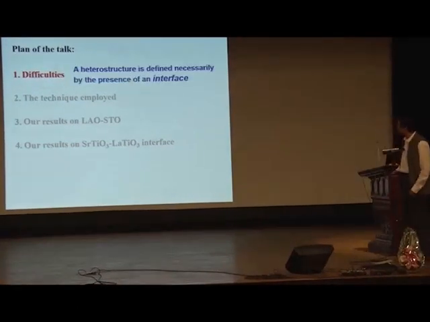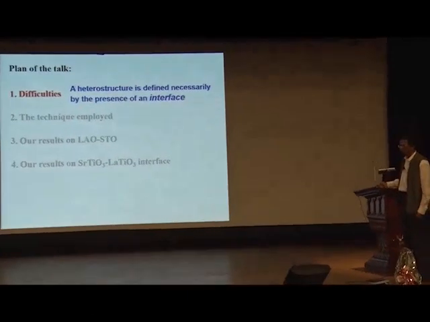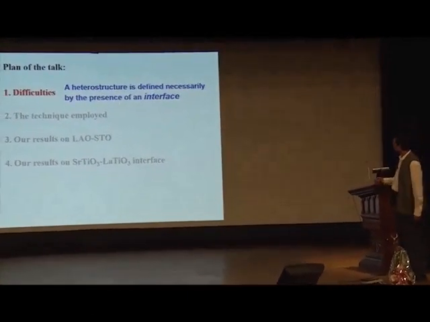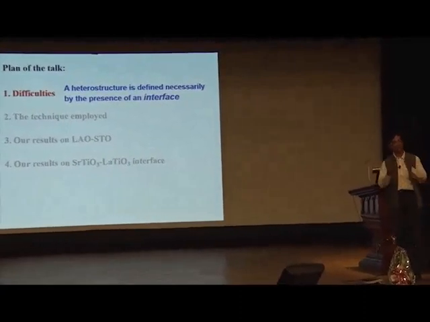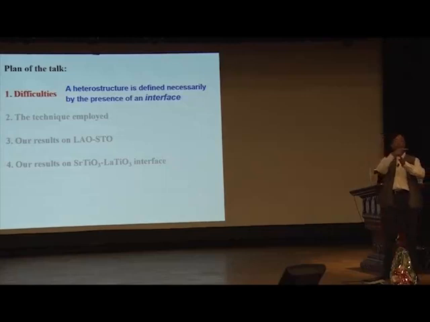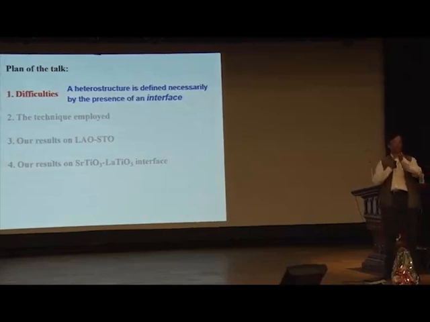The difficulty really is because I'm going to talk about heterostructures, and a heterostructure is necessarily defined by having an interface, because it's 2 different materials. So there's a plane which has no perpendicular dimension. It's only an XY plane. On one side, you have material A. On the other side, you have material B. And these 2 materials together define what the interface is.